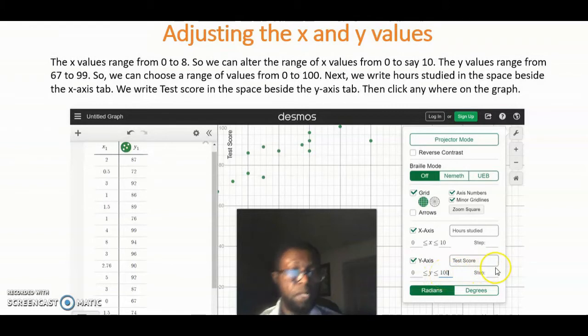Next, we need to label the x and the y-axis. We know that our time studied is the independent variable, so therefore it will go to the x-axis right here in this part. And the test score, which is the dependent variable, will be written right here in this space beside the y-axis.